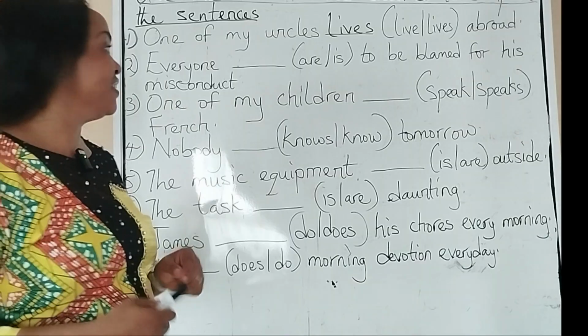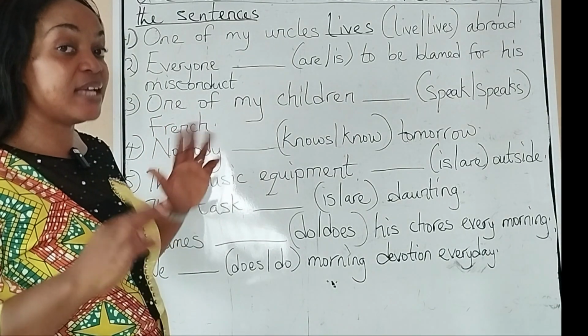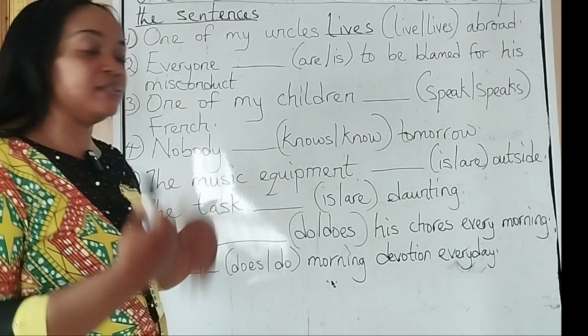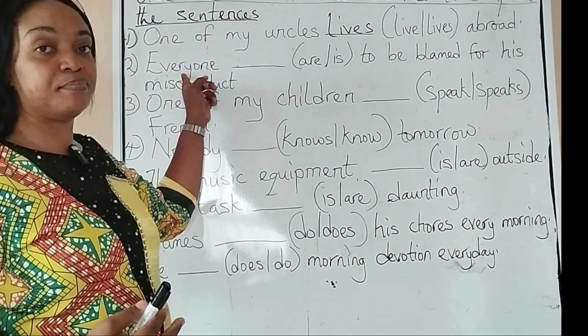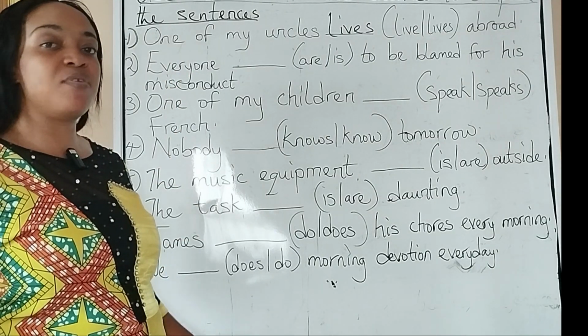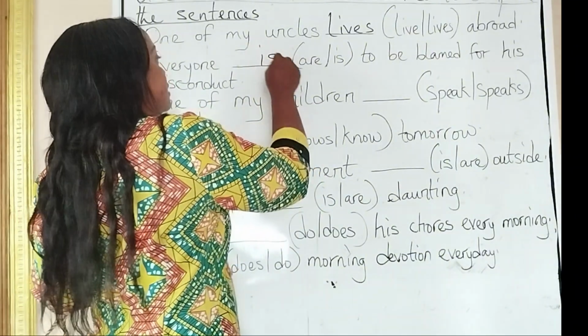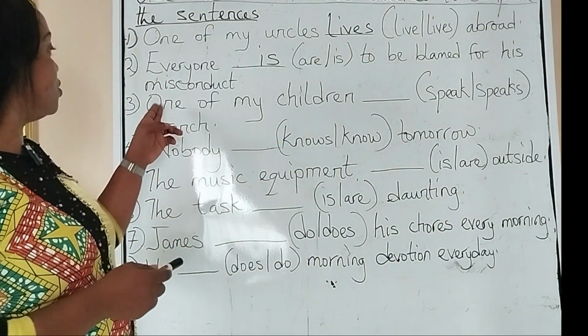Let's do this together. Number two, everyone, remember, I told you something about the indefinite pronoun, and this is one of them. Everyone is, everyone are. Which one do we say? Of course, is to be blamed for his misconduct. Let's go to number three.